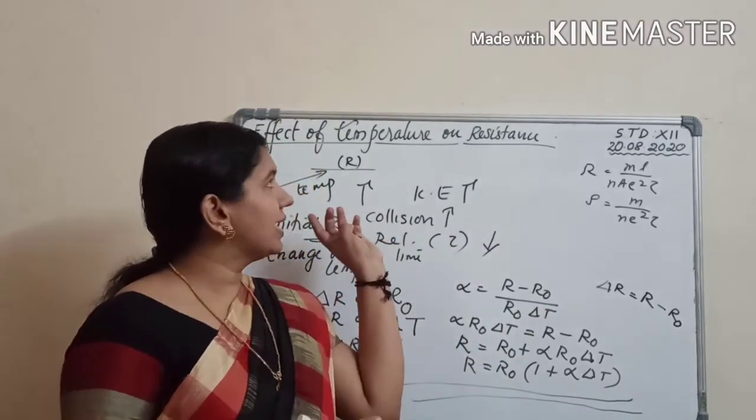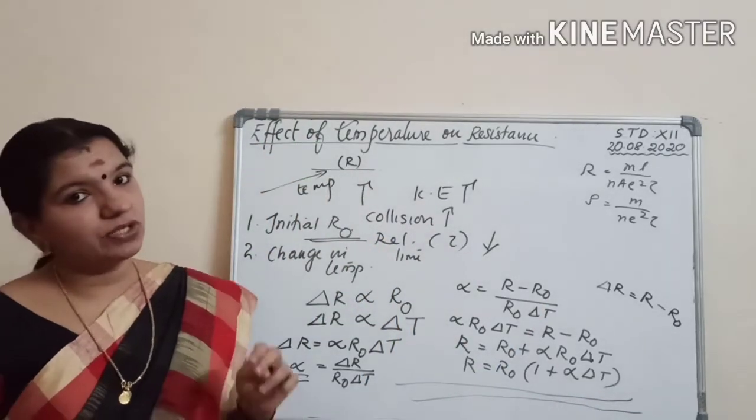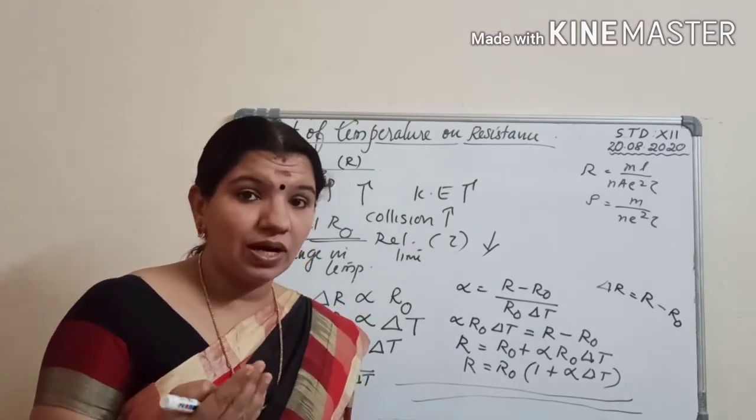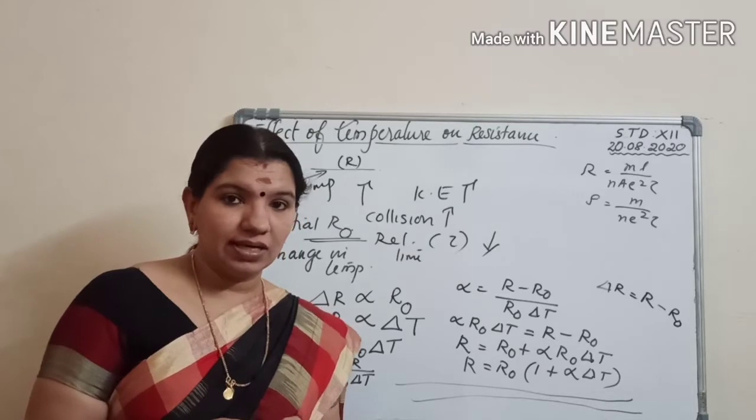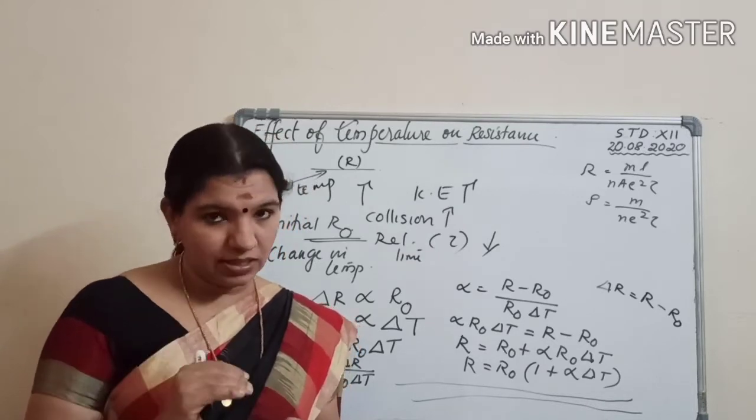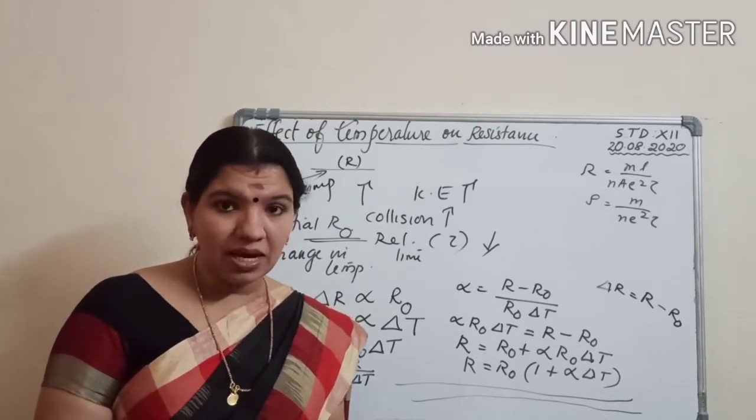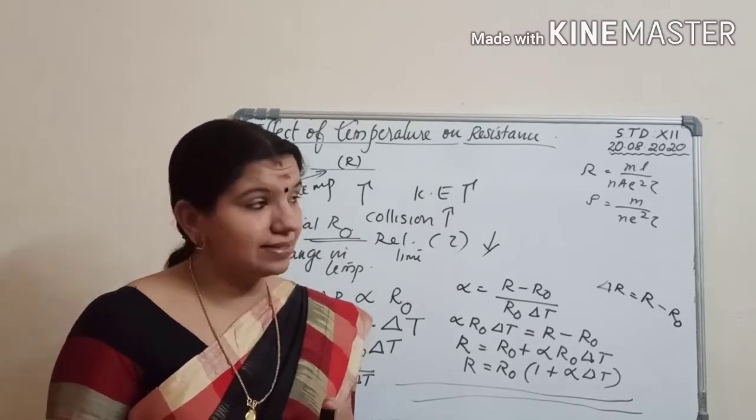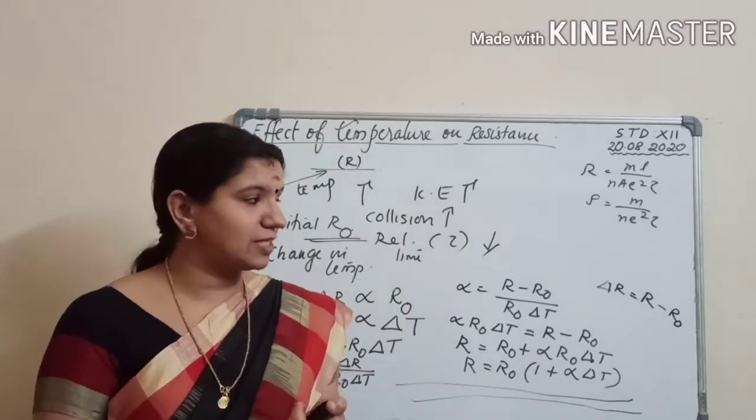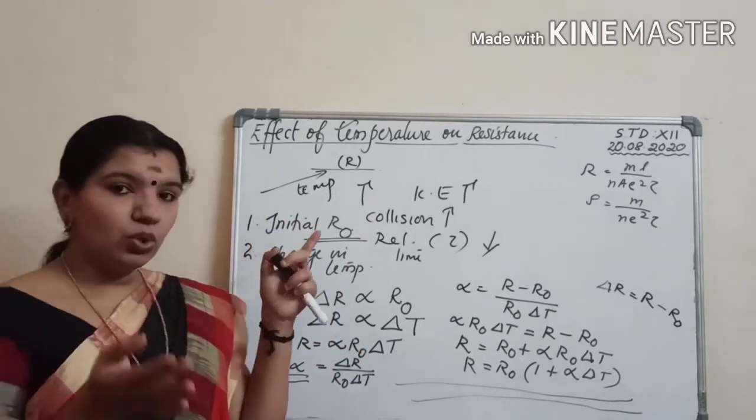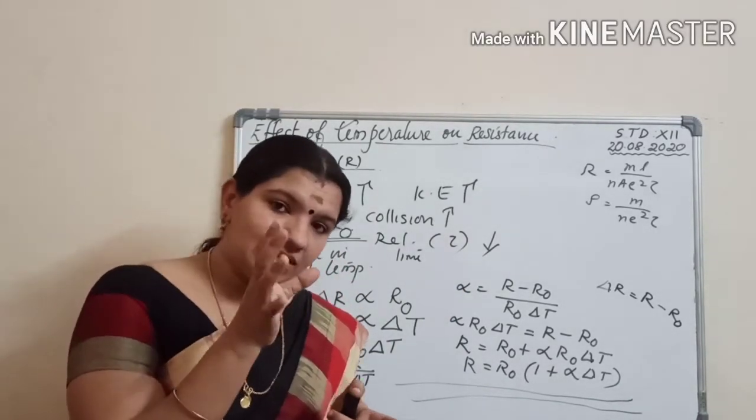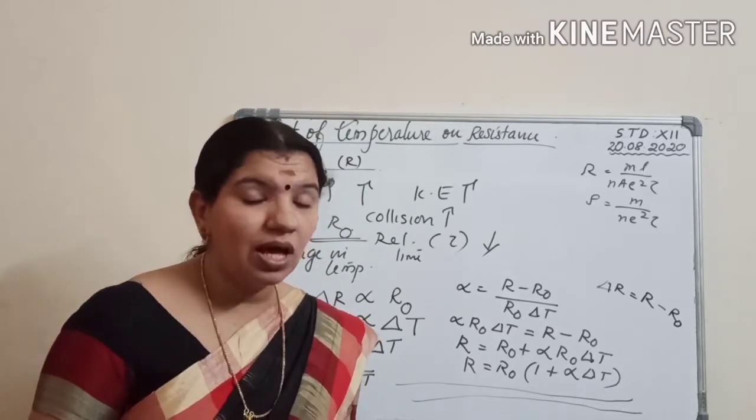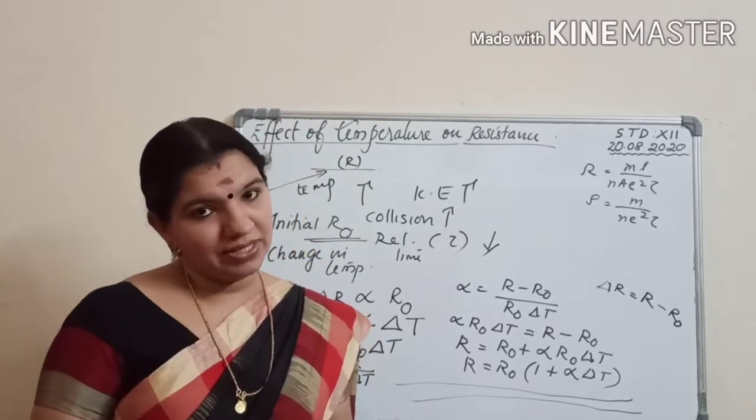Understand? So once again, we are explaining the effect of temperature on resistance. As the temperature increases, what will happen? Kinetic energy increases and the relaxation time decreases. As the relaxation time decreases, the resistance as well as resistivity increases. Based on this equation, you can explain that. Then the change in resistance depends on two things: first the initial resistance R0, and second the change in temperature delta T.